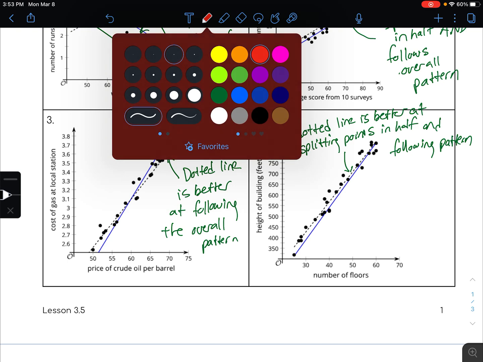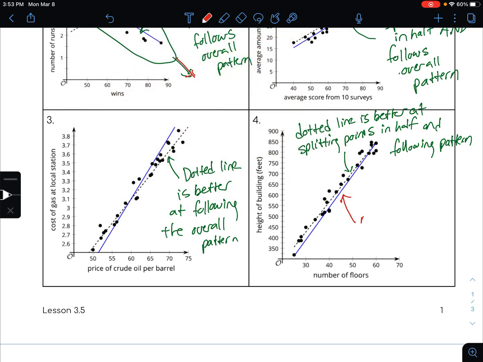And I'm just going to make a little note here: most of the points are above the blue line. All right. So hopefully that makes sense in terms of how you analyze these.